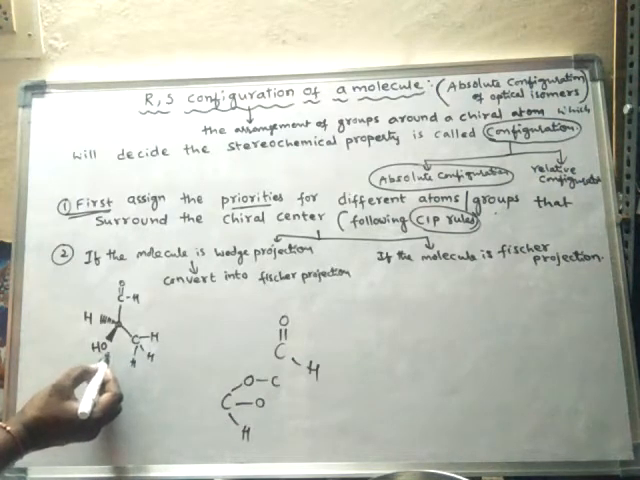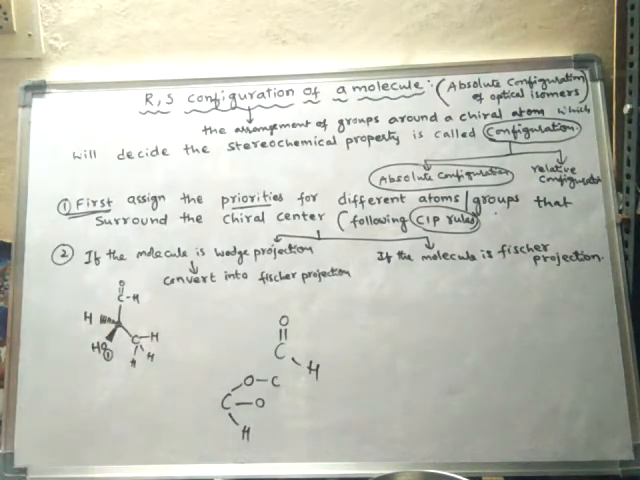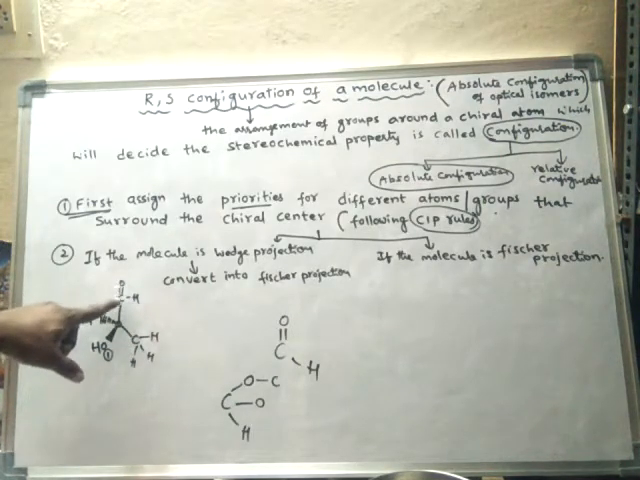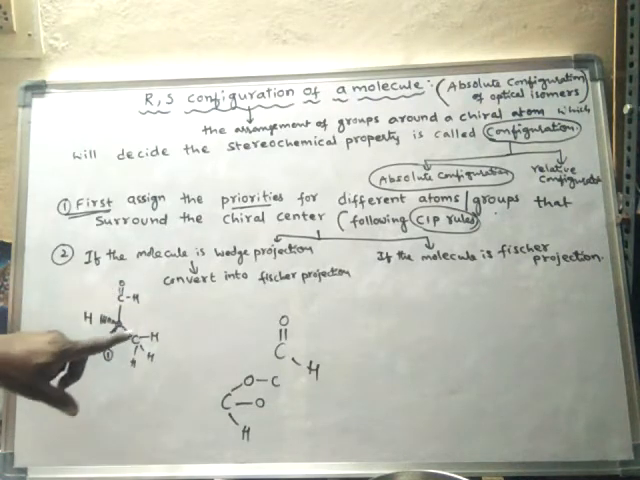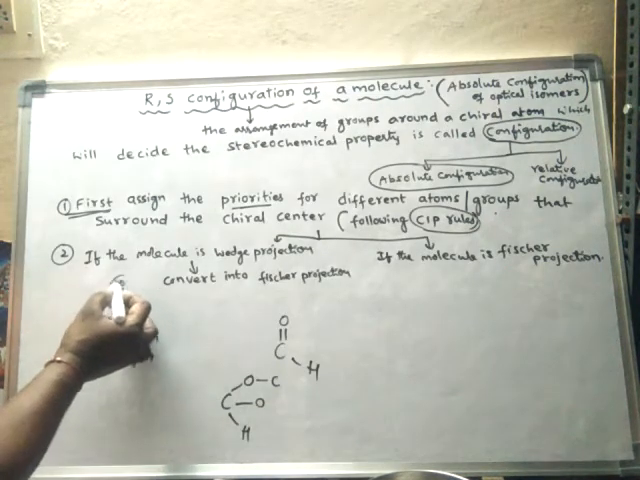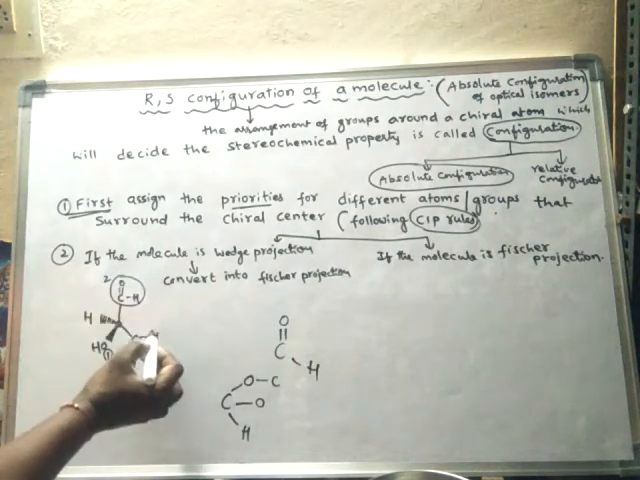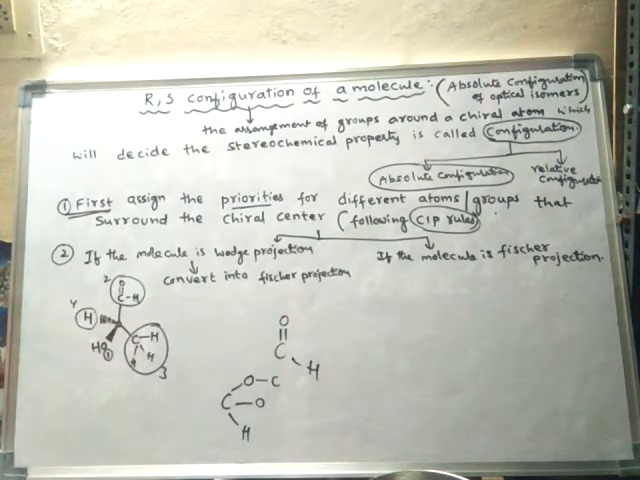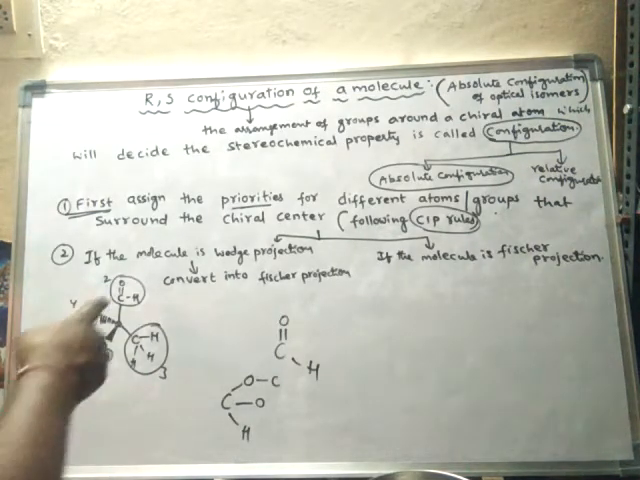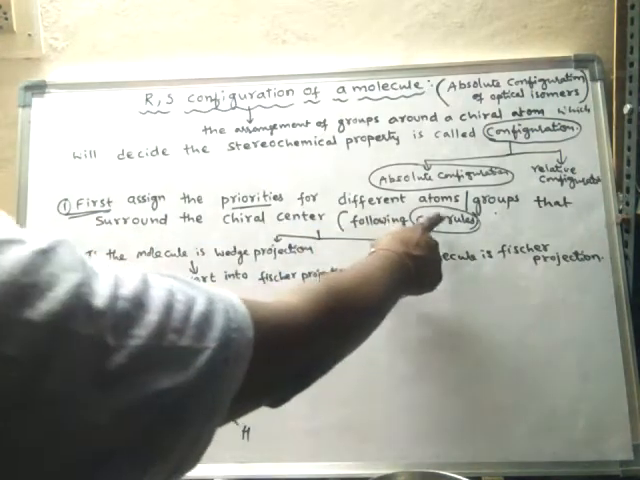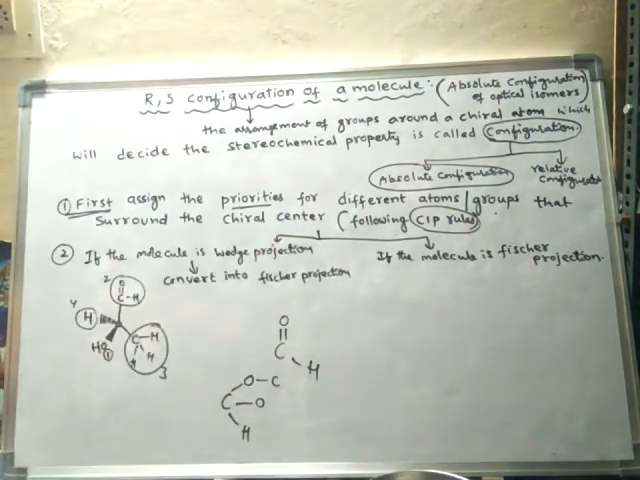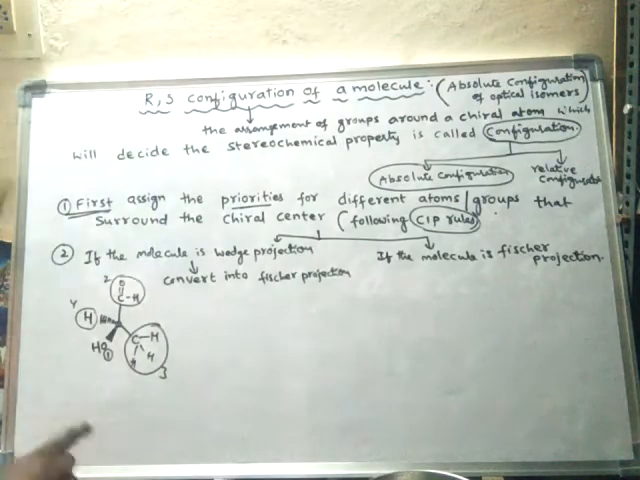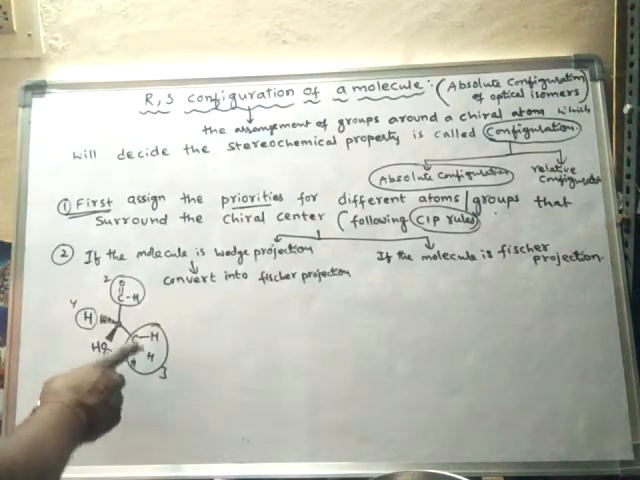After oxygen, carbon should be given priority, but these two carbons are the same, hence we go to the next attached atoms. Based on the next attached atom, this particular group will get priority 2, this group will get priority 3, and this will get priority 4. Like this, first of all we have to assign the priority for the different atoms or groups that surround the chiral center.